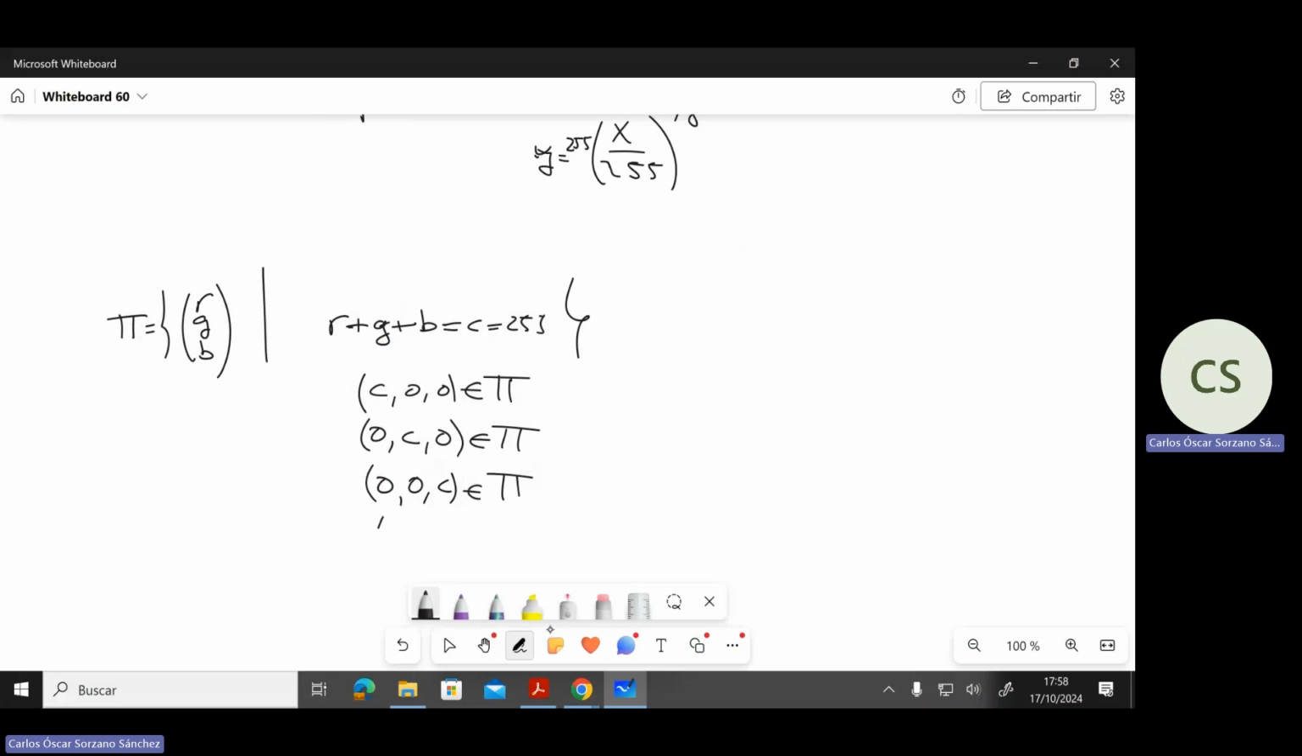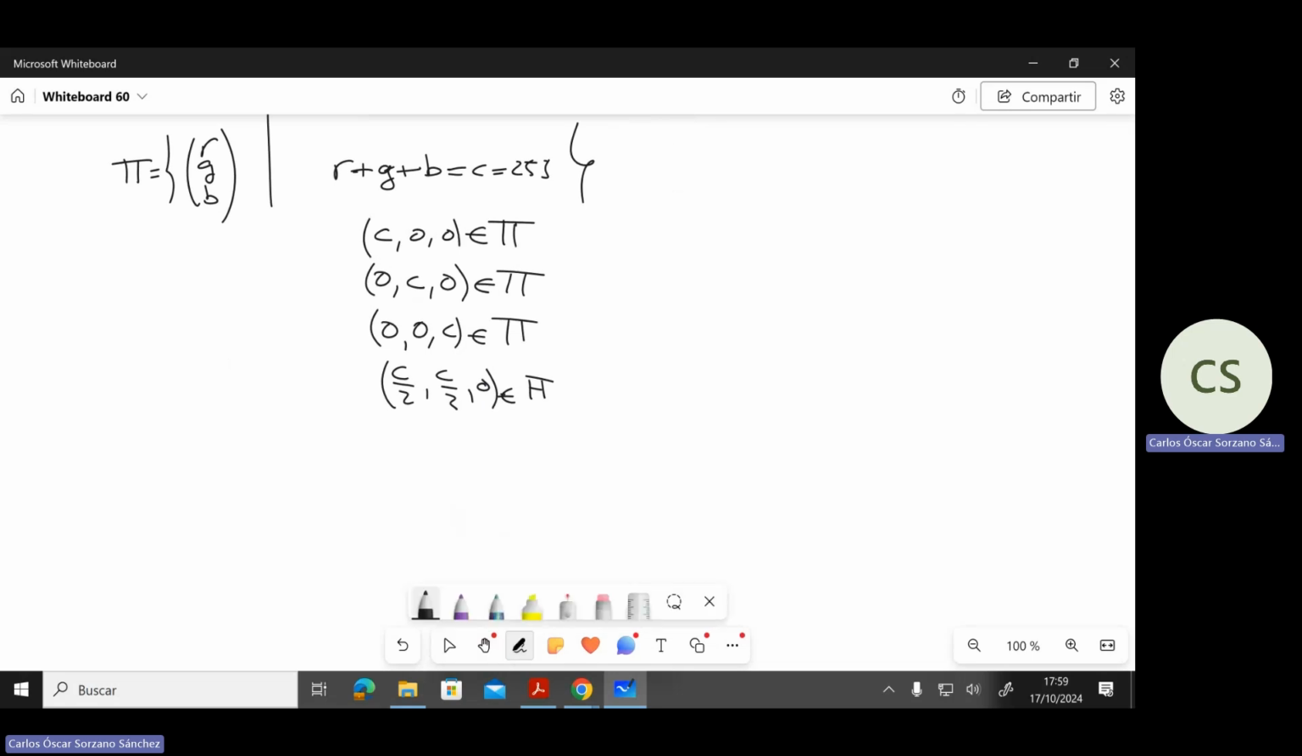We can have any other combinations, so you can have (C/2, C/2, 0), this one belongs to phi, and then you can have, for instance, this one, which is interesting: (C/3, C/3, C/3) also belongs to the same plane, and so on. And this is interesting because this one here is a gray value. You may remember that gray values are those colors that have the same value in the three RGB components. So we have 0, 0, 0, we have 255, 255, 255, and then all the numbers in between are gray values going from black to white.